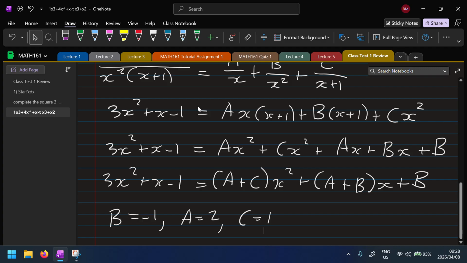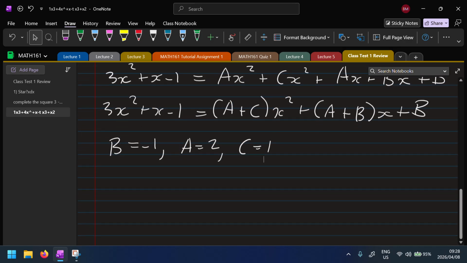Setting up your equation, solving for a, b, and c, that was your 2 marks. I accepted any method to solve. If you did it this way, you got your marks. If you substituted different x values, you got your marks. Then someone set up a matrix and found the inverse. It's a bit long, but you got your marks. Whatever method, you got your 2 for that.